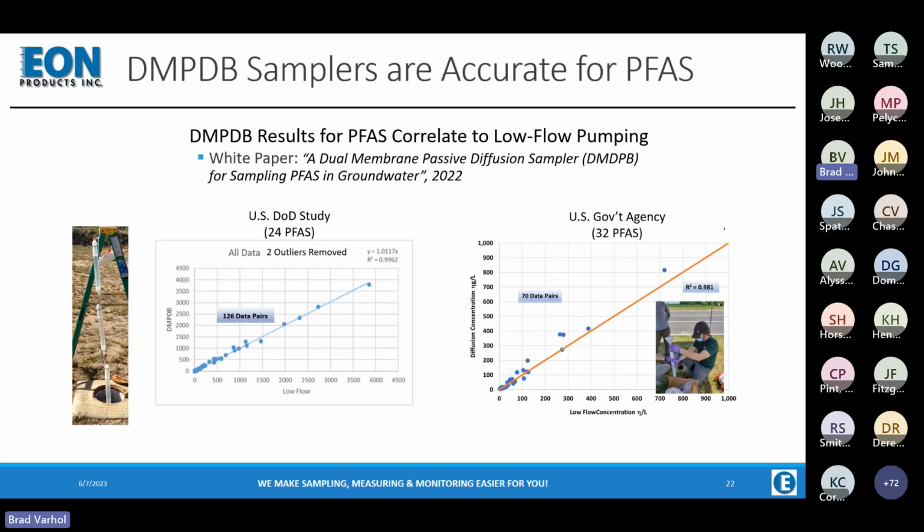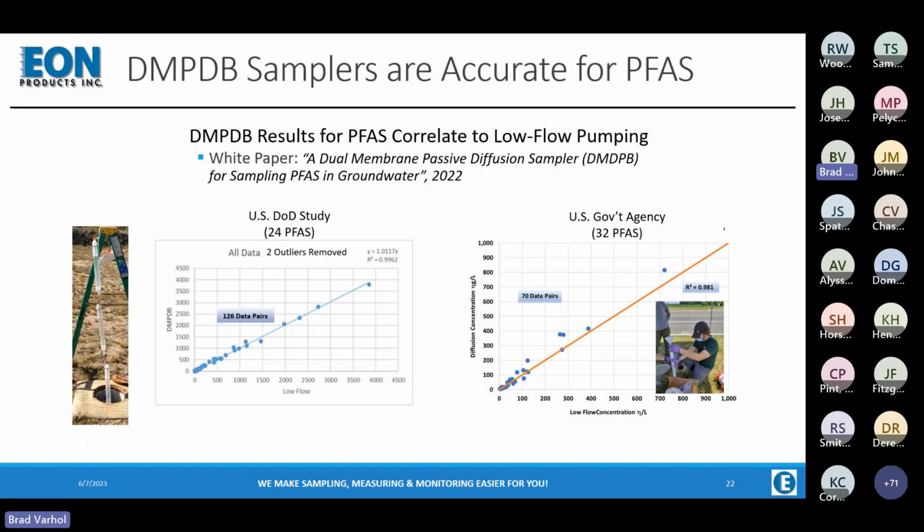126 data pairs collected, and on the one-to-one plot, we're showing an R-squared of 0.99, which truly is quite an excellent correlation. So we're getting essentially the same results from a dual membrane sampler that we are from a low flow pump sample.